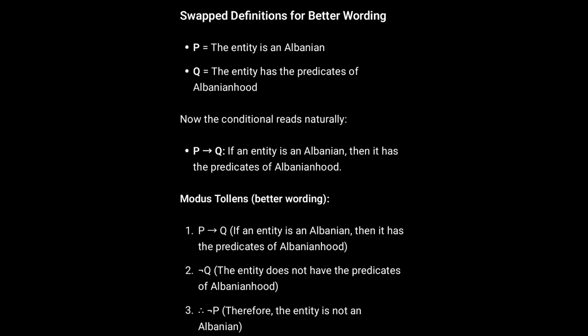For modus tollens, we will swap P and Q for better wording. P will mean the entity is an Albanian, and Q will mean the entity has the predicates of Albanianhood. And for modus tollens, it will be if P then Q: if an entity is an Albanian, then he has the predicates of Albanianhood. If Q is negative, if the entity does not have the predicates of Albanianhood, then P will also be negative, because Q is negative, meaning the entity is not an Albanian.